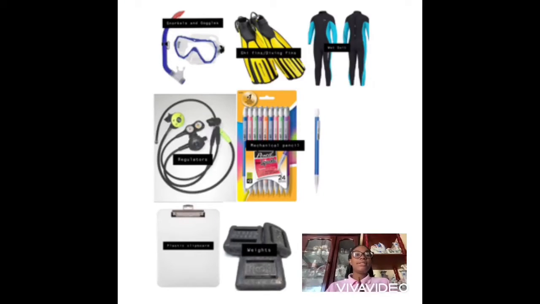On to the materials that you would need to conduct this observation. If you have a parent, guardian, or friend that is a certified scuba diver, they will need a wetsuit, a regulator, air tank, swim fins, snorkels, goggles, weights for diving, a plastic clipboard, waterproof paper, and a pencil. It could be a pencil or mechanical pencil.